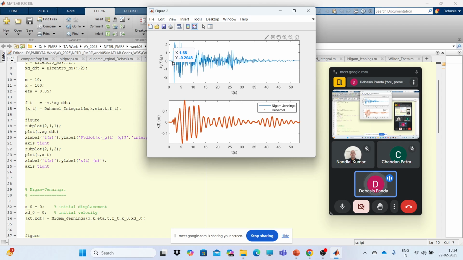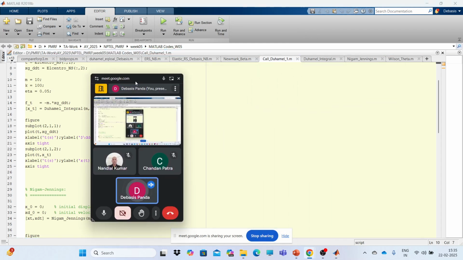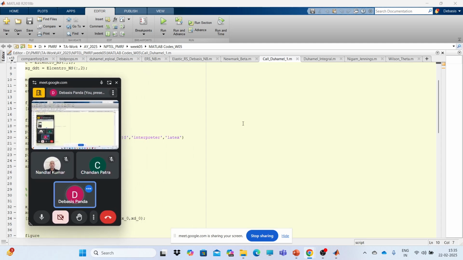If I want to get the responses manually by pen and paper, it will take much effort and much time. Rather, in a single click it will give the responses. So it's nothing but the x of t. I can also plot the velocity, and I can also plot the accelerations too. Here you just need to add these plotting commands. Okay, so I hope the Nigam-Jennings method is clear to you, how we can use it to solve different kinds of dynamic responses for a given system.